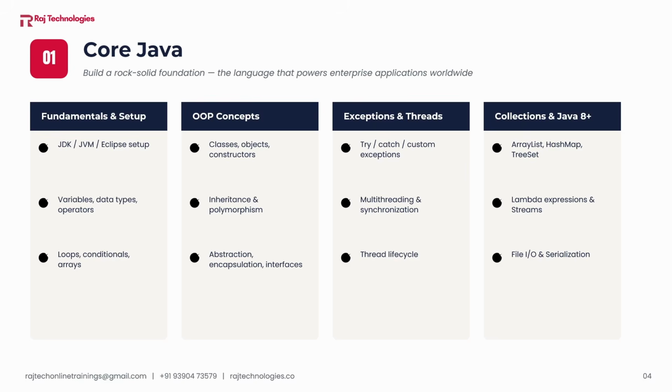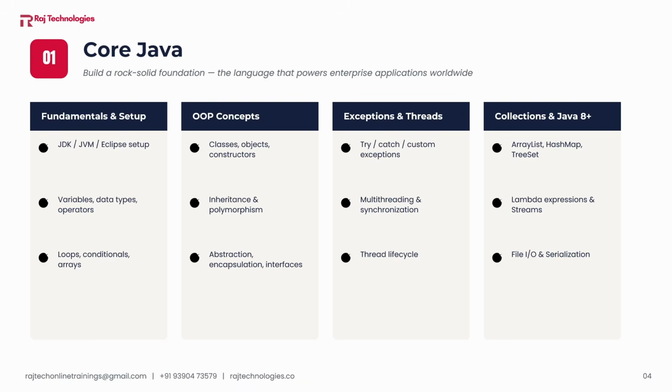We'll understand how to go with exception handling using try and catch block, how to create user defined exceptions, that is custom exceptions. We go with the need of multithreading and the need of synchronization and what is the thread lifecycle, and very important concept under core Java, collections and Java 8 version features.